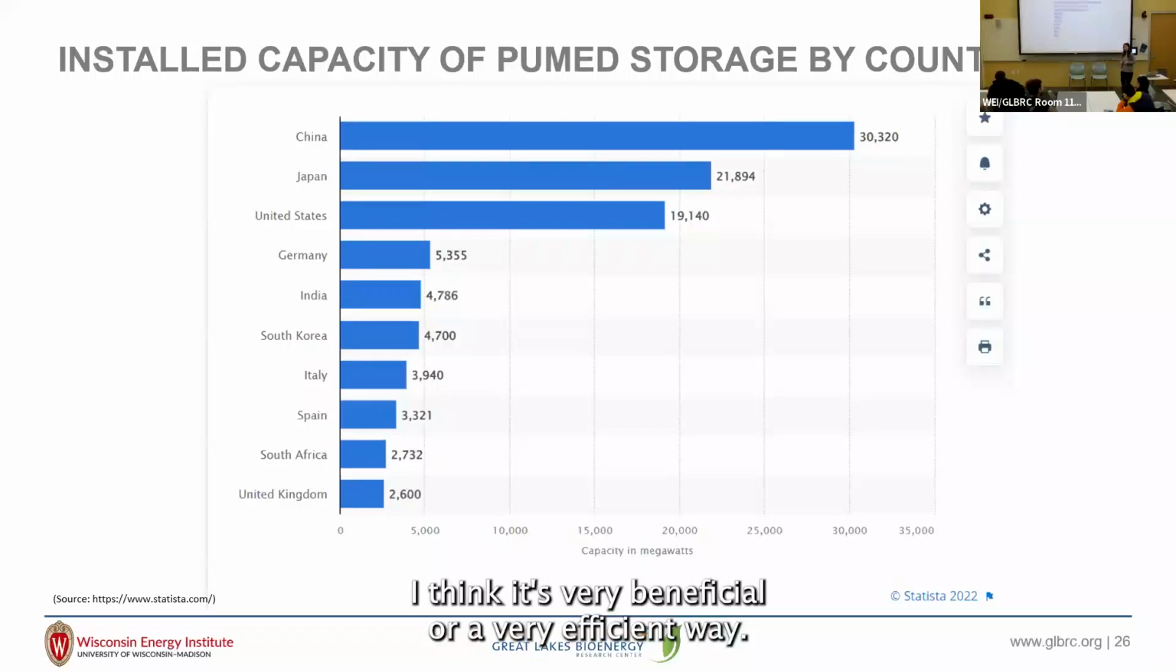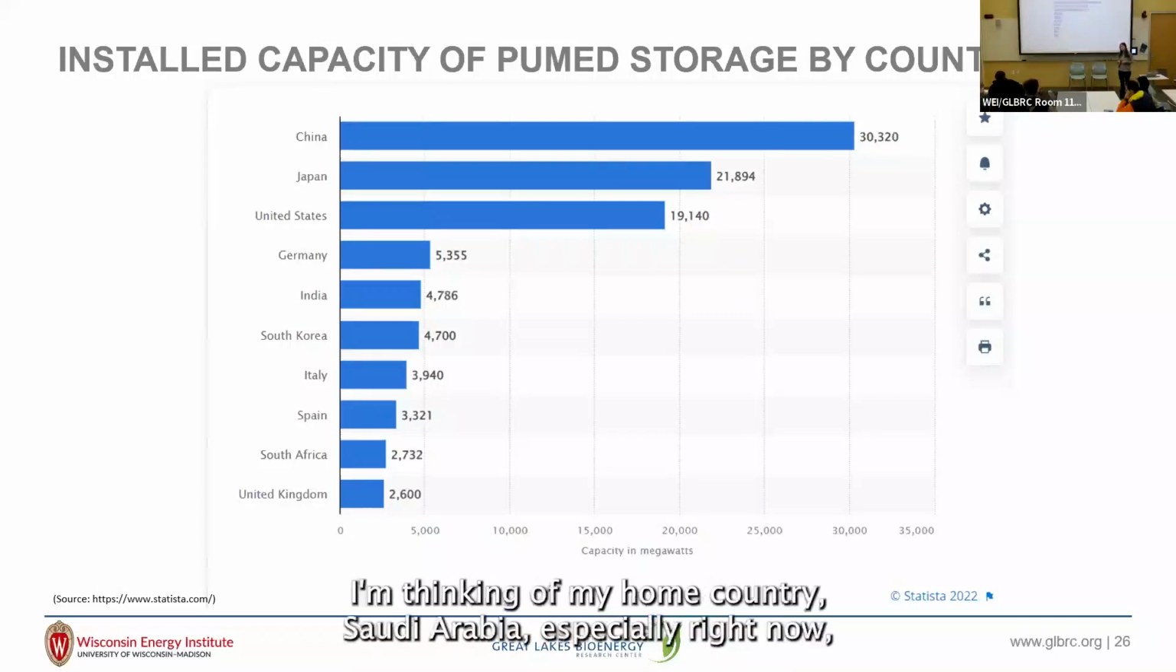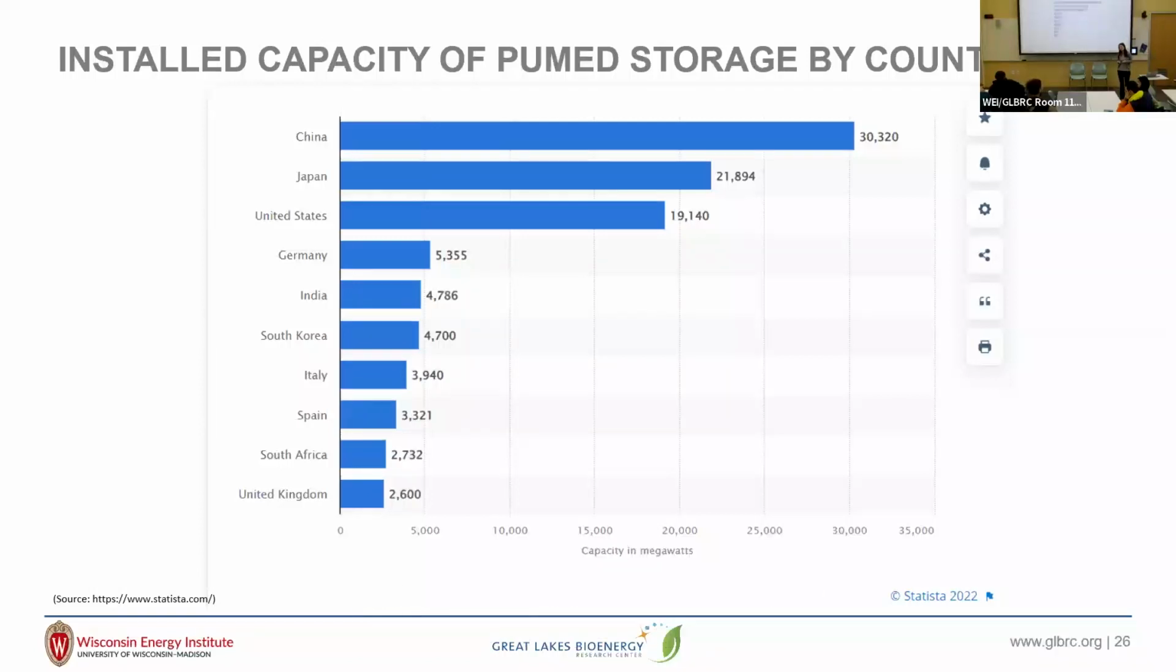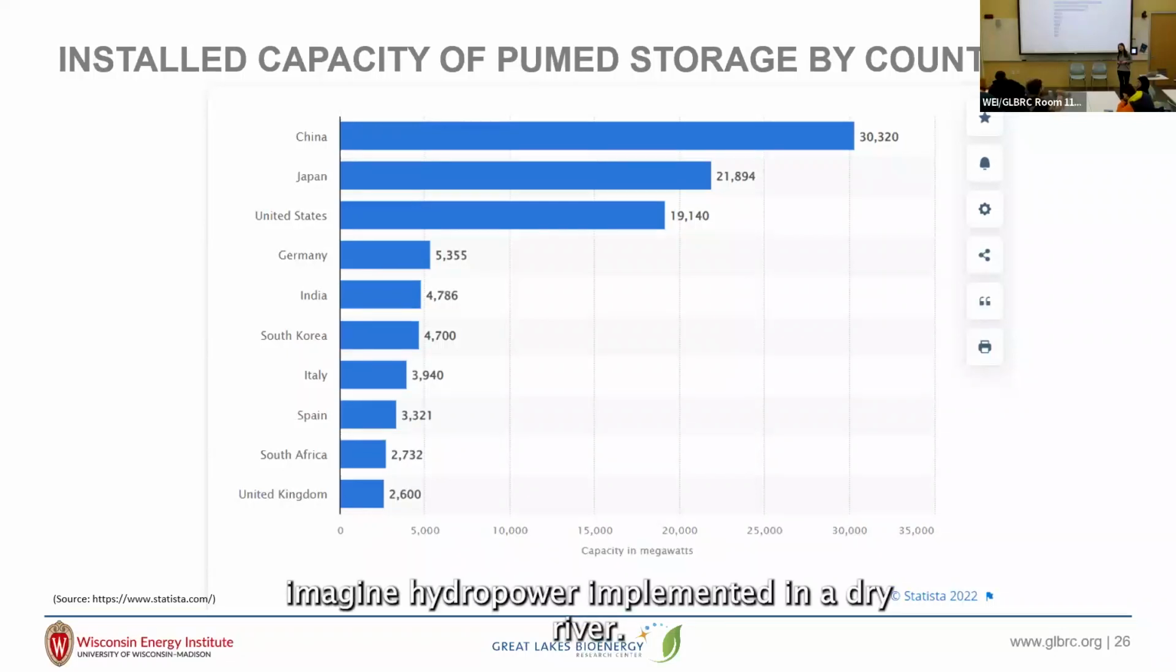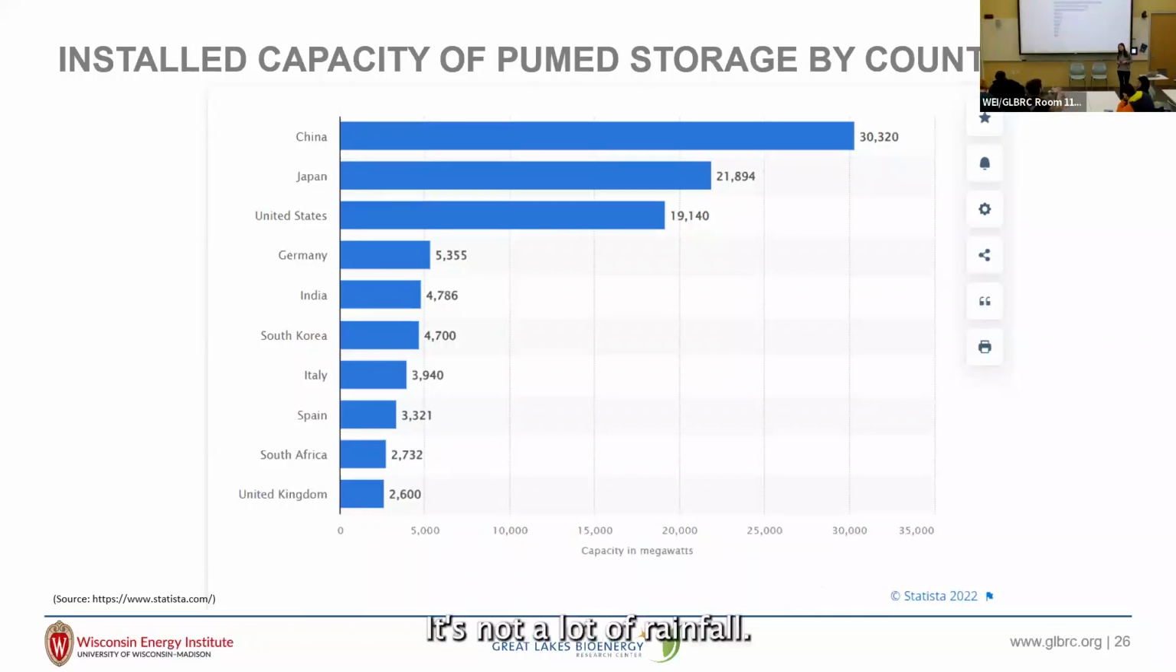Do you think it's a beneficial or a very efficient way? I'm thinking of my home country, Saudi Arabia, especially right now, with the Vision 2030 for sustainable energy, and hydropower is a big concern. But I can't really realize it. I just try to imagine hydropower implemented in a dry land with no rivers and not a lot of rainfall either. So is it feasible in a very dry climate like that?